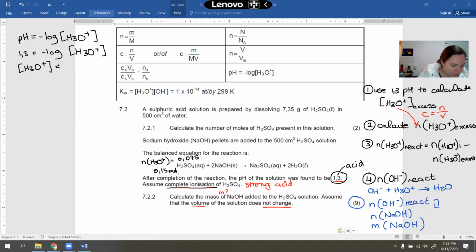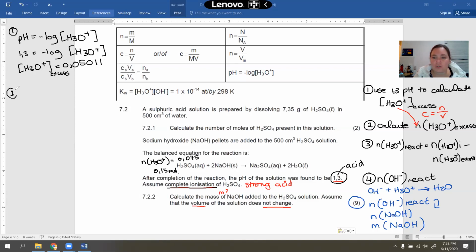So if I write log of negative second function log of negative 1.3, I get an answer here that the concentration is 0,05011. I'm keeping all of my decimal places so that I don't lose them. So that over there was what I said I'd do as step number 1, okay? And that's the excess. That's what we don't use.